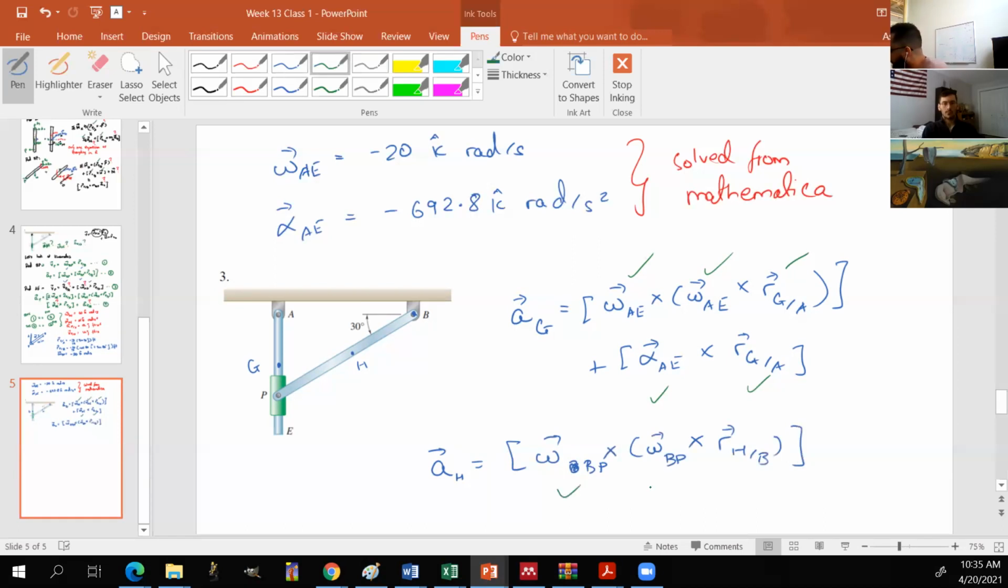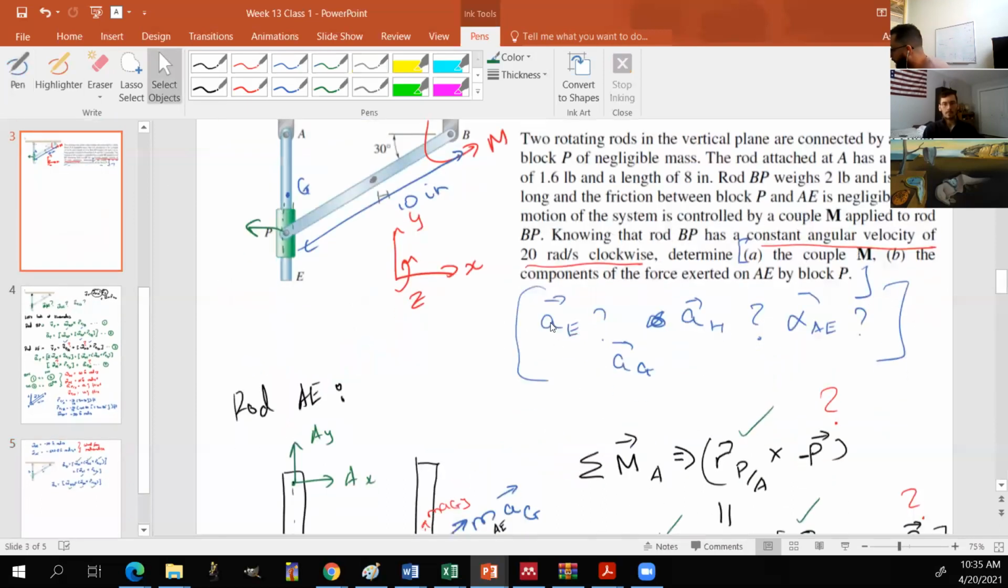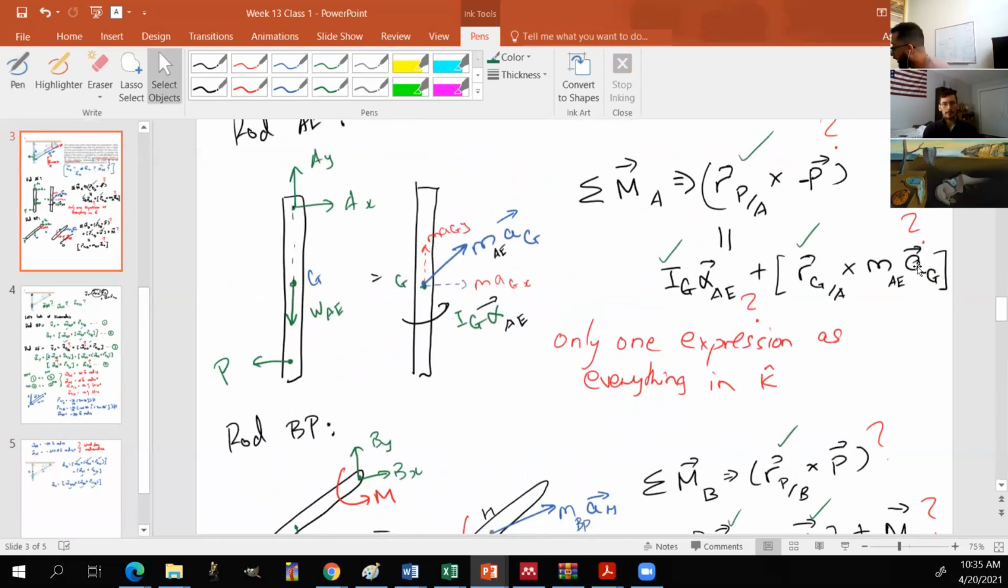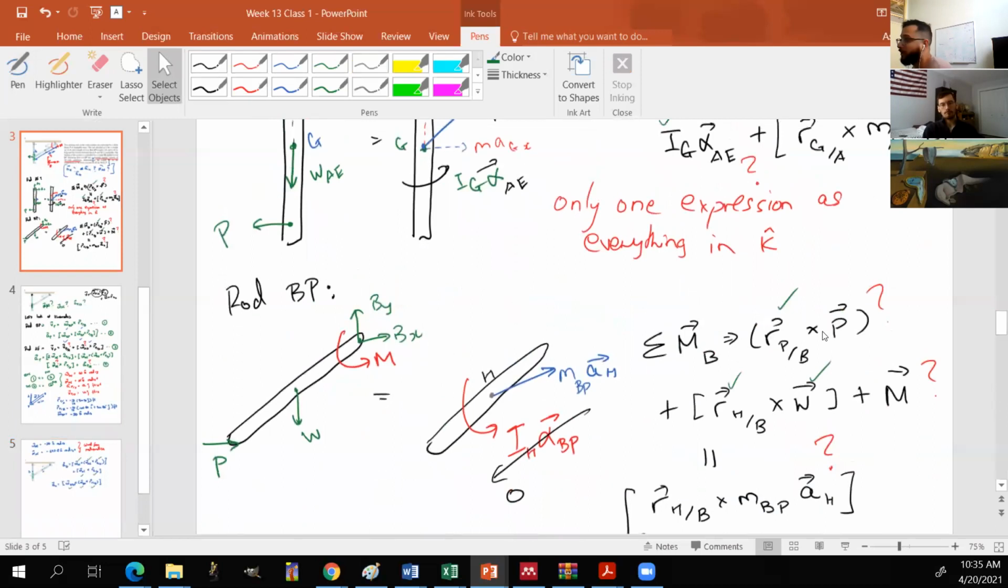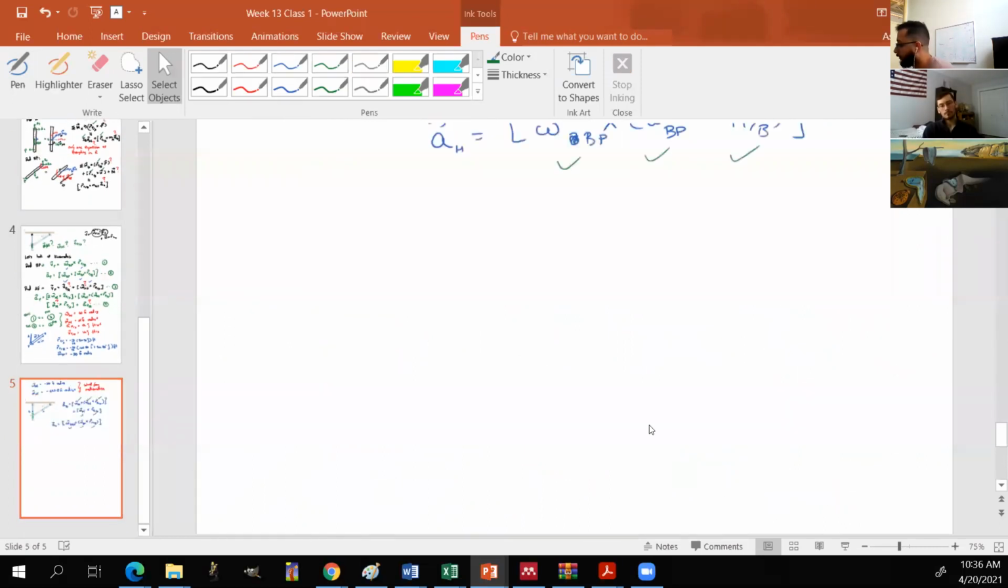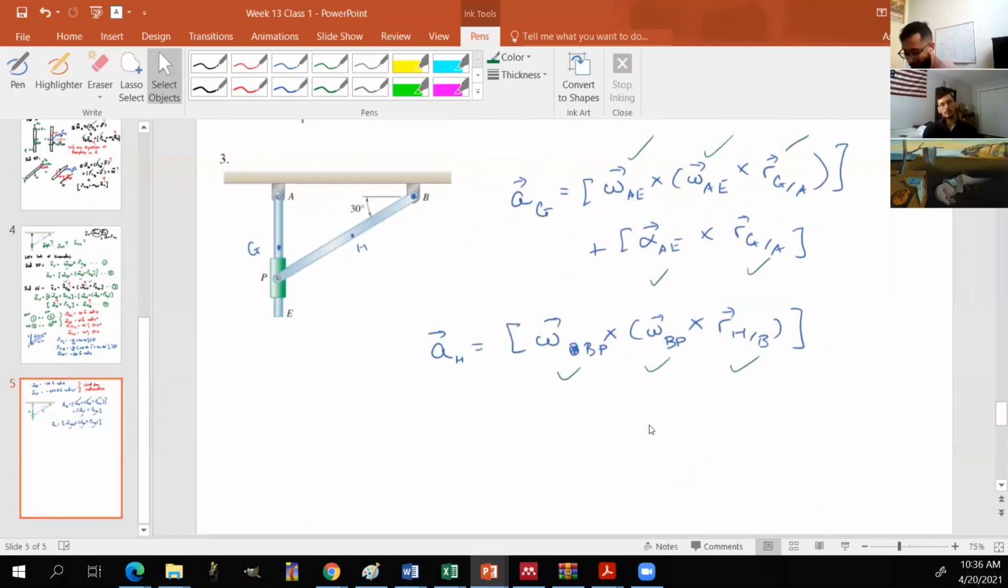And again, here, you know everything. And with that, if you go back to your original expressions, now you know what AG is, now you know what alpha AE is, now you know what AH is. So you have two expressions for two unknowns, looking at your reaction force at P and your unknown moment M. And that's it, problem solved.